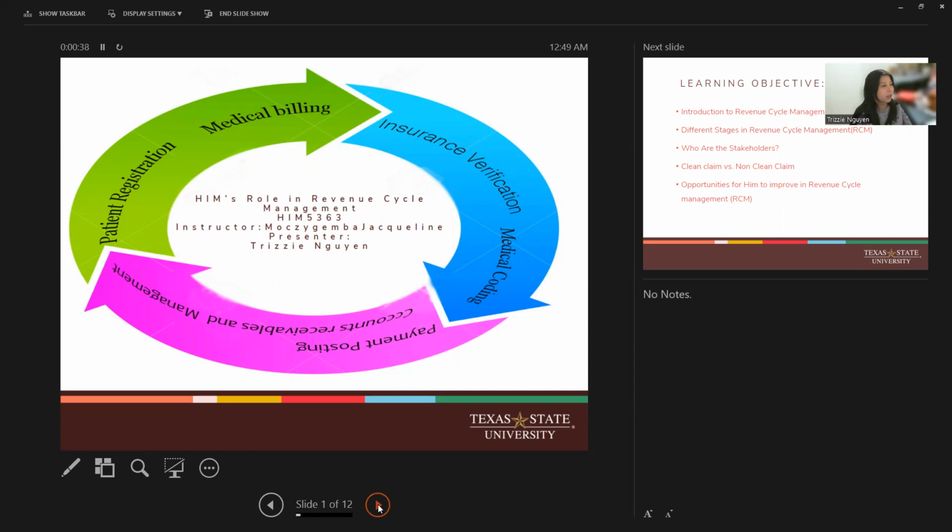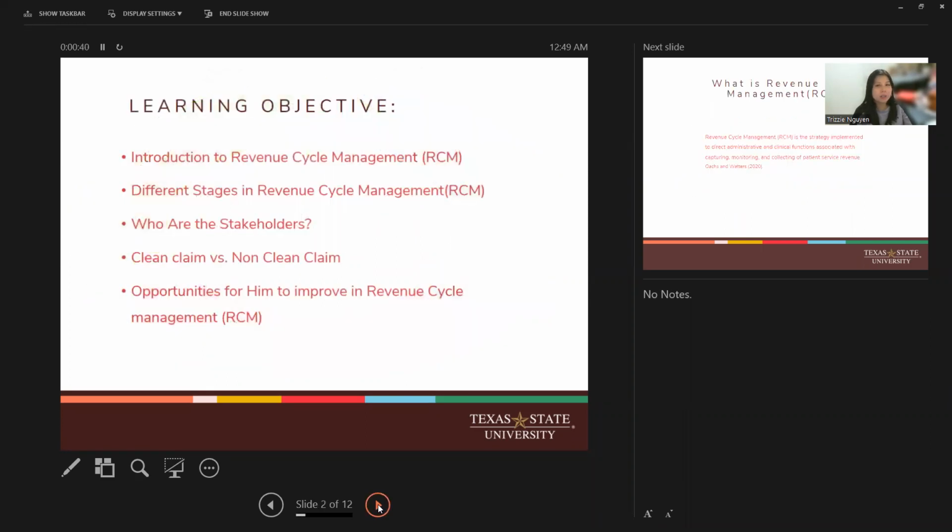The first objective will be introduction to revenue cycle management. Second is different stages in revenue cycle management or RCM. Third is who are the stakeholders. And fourth, I will go in depth regarding the difference between clean claim versus non-clean claims. Lastly, I will also talk about an opportunity for HIM to improve in revenue cycle management.